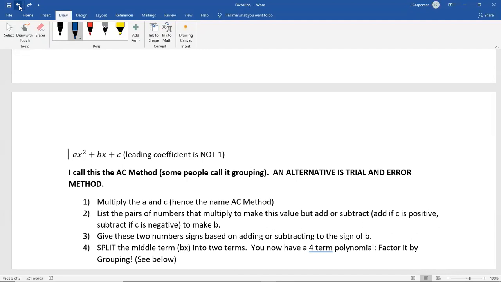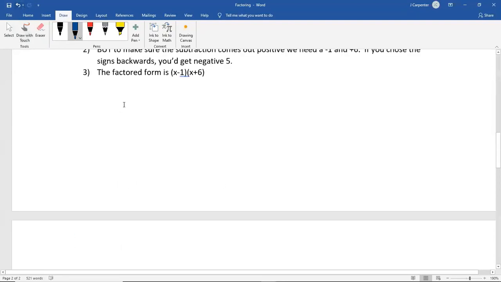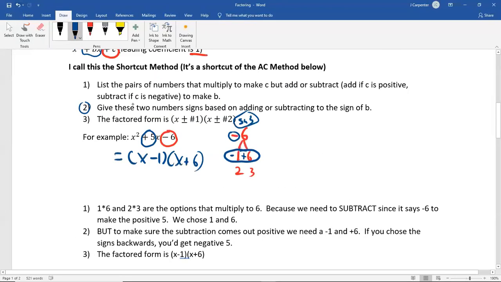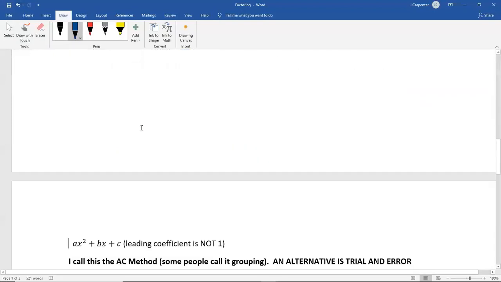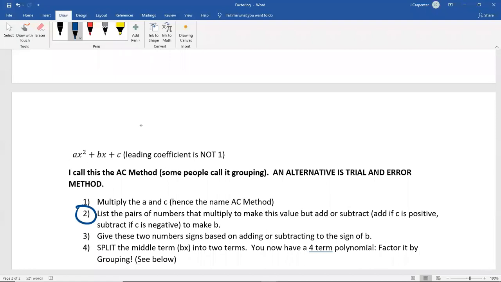Then you list the pairs of numbers that multiply to make this value, but add or subtract, same as before: add if it's positive, subtract if it's negative, to make B. This step is literally the same step as step 1 in the shortcut method. It's just that instead of only using the constant at the end, you have to multiply the leading coefficient and the constant. The reason the shortcut method works in that regard is because the leading coefficient is a 1, so 1 times the constant will always be the constant. So this is the exact same thing we did before.